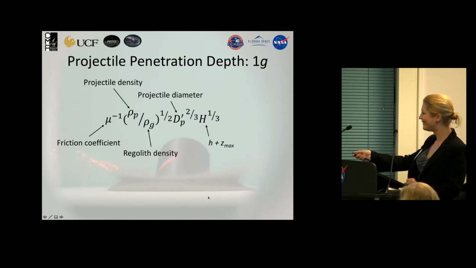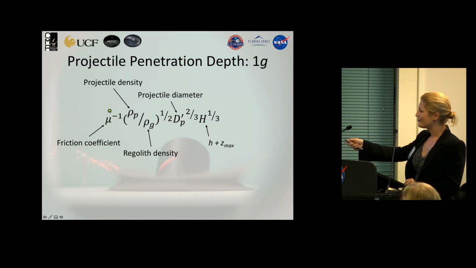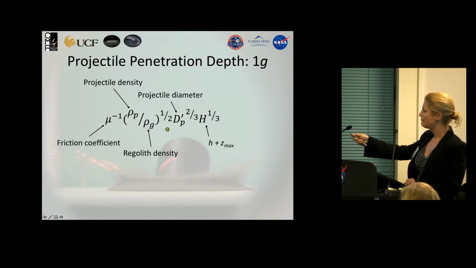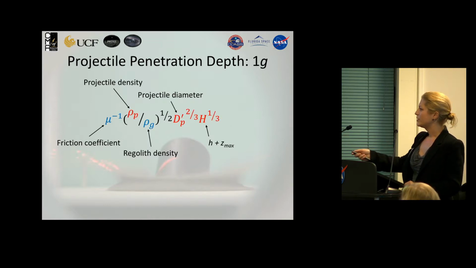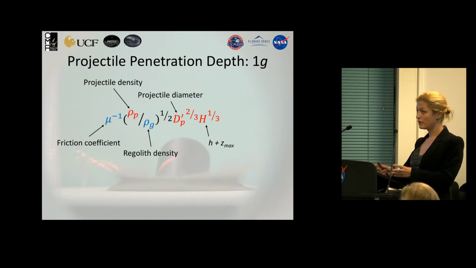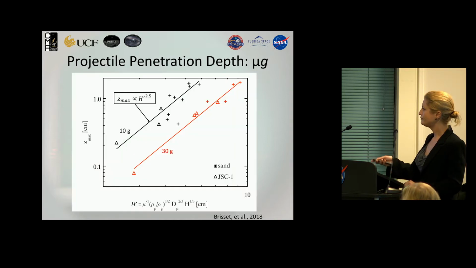So what's that? Here we have the friction coefficient of the target bed, the ratio of the projectile and the regolith density. We have the projectile diameter, and we have a quantity here, which is the total travel length, but it actually just is the impact energy plus the penetration depth. And in color here, in blue, I have the parameters that are tied to the target, and in red, the parameters that are tied to the impactor.